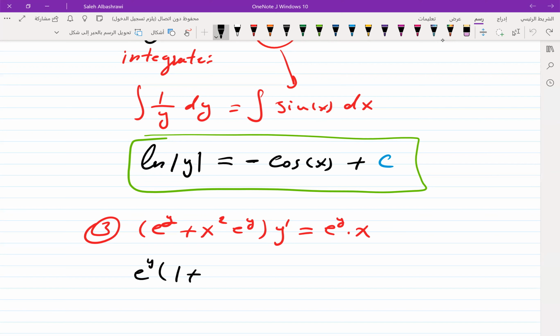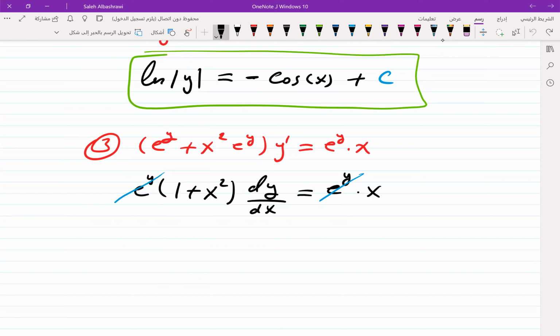I will have (1 + x²) y', which will be written as dy/dx, equal to e^y x. It's very clear that e to the power y on the left-hand side can cancel the e to the power y on the right-hand side. If we divide by e^y, this will be cancelled. Now multiply by dx, we'll have (1 + x²) dy = x dx.